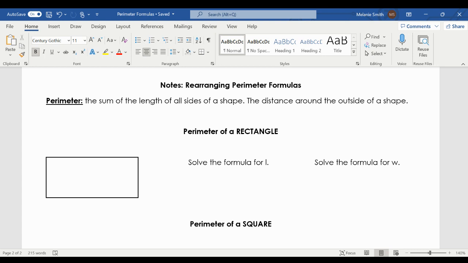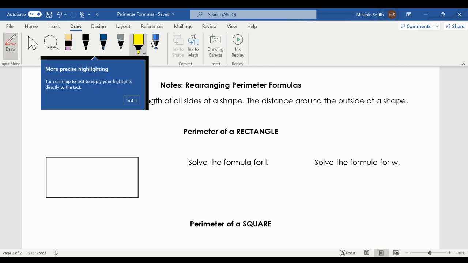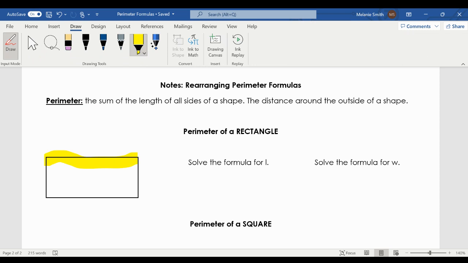All right, so we are working on rearranging formulas, so kind of moving around formulas, and we're talking about perimeter formulas for today. So the perimeter, if you need a reminder, is the sum of the length of all sides of a shape or the distance around the outside of the shape. So when we're talking about perimeter, we're talking about this part right here. Okay, so that's the perimeter around the outside.